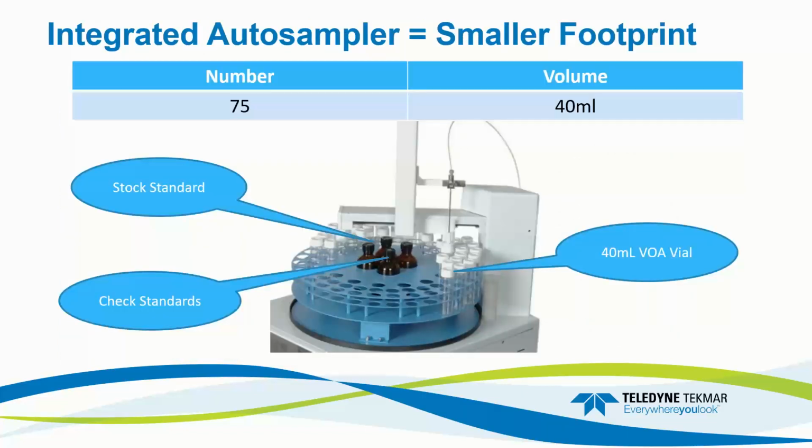So a little bit about the system. It has a 75 position carousel that contains the 40 ml VOA vials. These vials are very standard across the whole environmental and drinking water industry, as they're used for many other techniques. This system allows you to run stock standards and check standards from one single location via automatic dilution and automatic calibrations. That's one great thing about this system. It has versatility and flexibility built in.